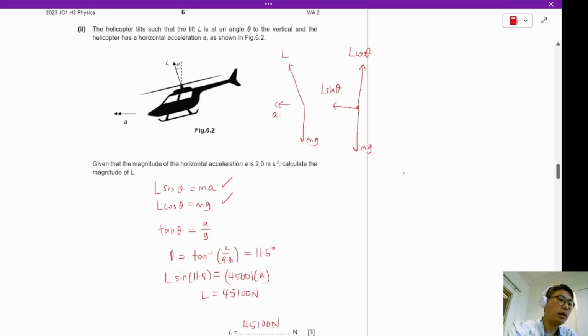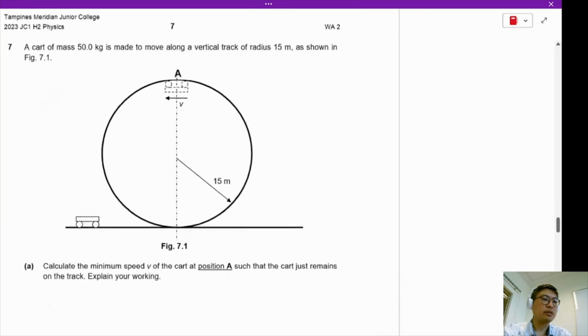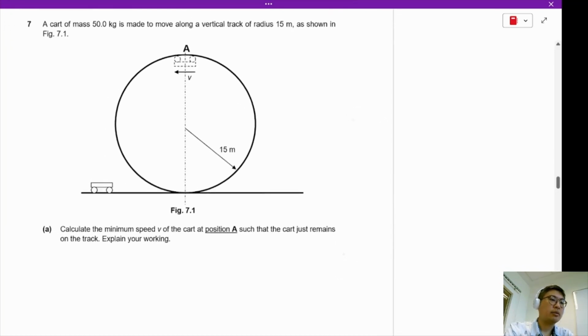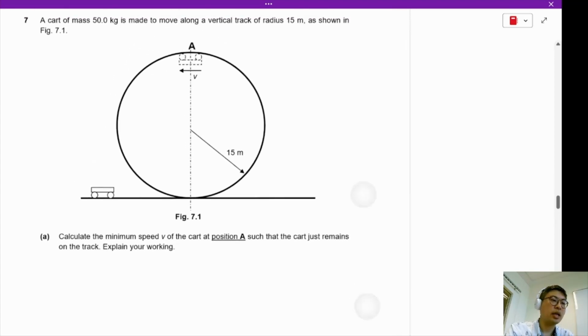Now you get 1 mark for each of these equations, and then you get 1 mark for the final answer. Now let's move on to the next question. A cart of mass 50 kilograms is made to move along the vertical track. Calculate the minimum speed of the cart at position A, such that the cart remains on the track.